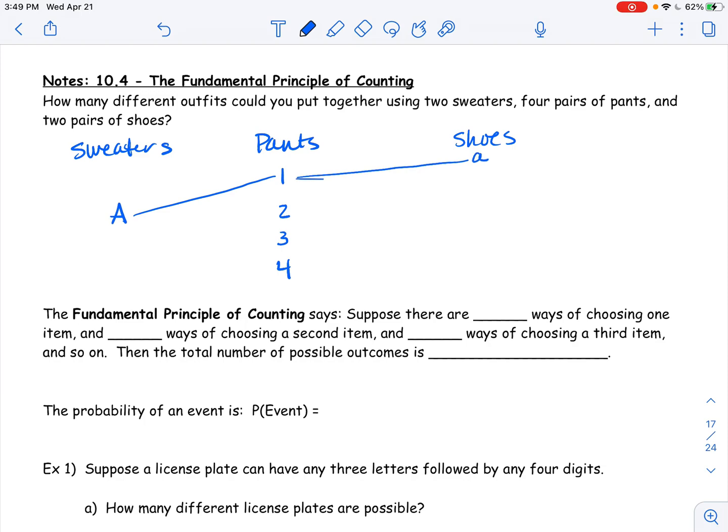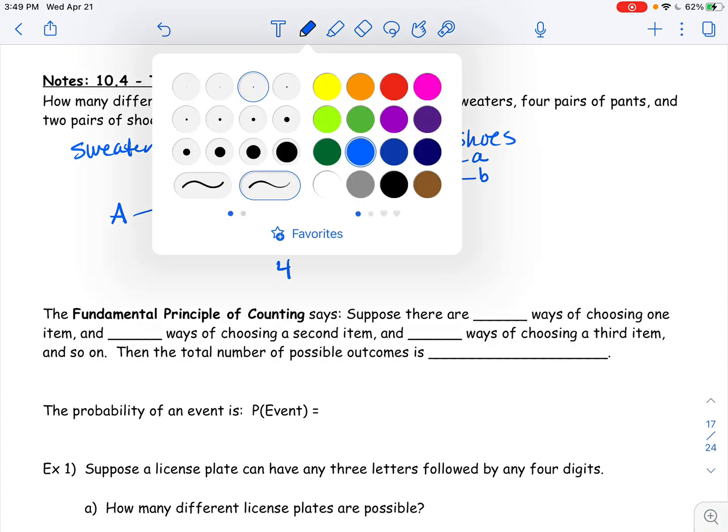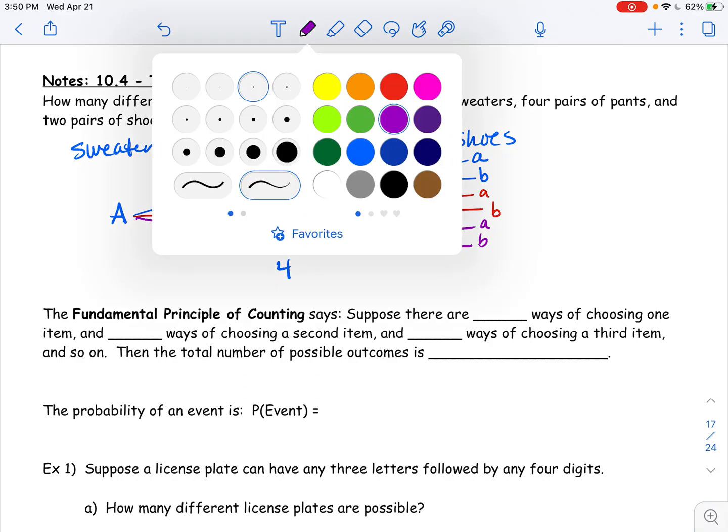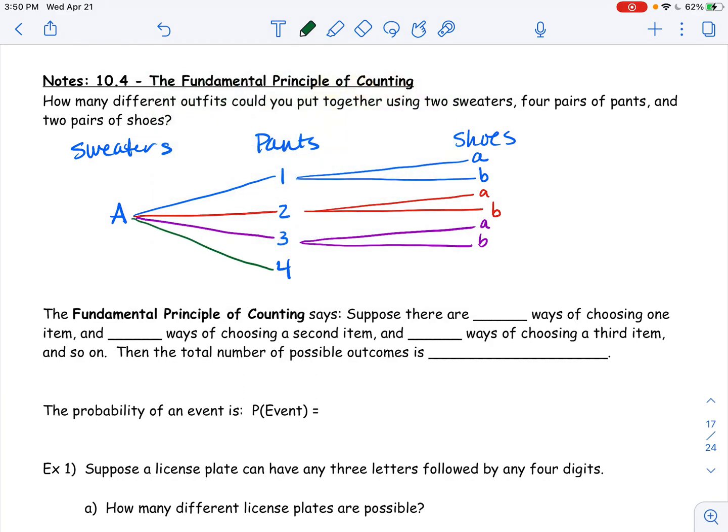or sweater A with the first pair of pants with the second pair of shoes, or perhaps we pick A with the second pair of pants and the first pair of shoes, or the second pair of shoes, sweater A with the third pair of pants with our 2 options for shoes, or sweater A with the last pair of pants with the 2 options of shoes. You can see that we have 8 options, and that's just with sweater A.